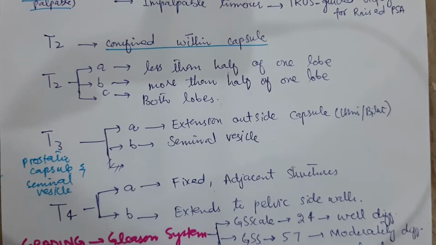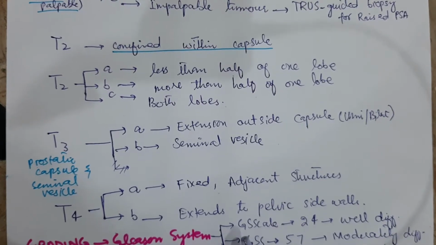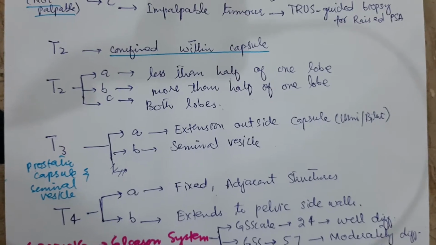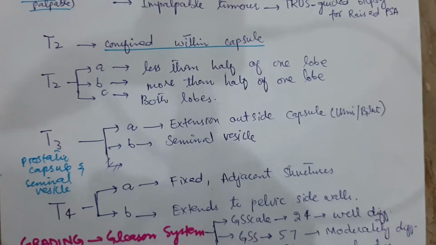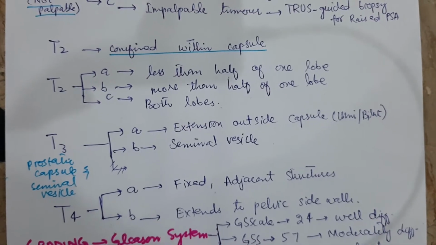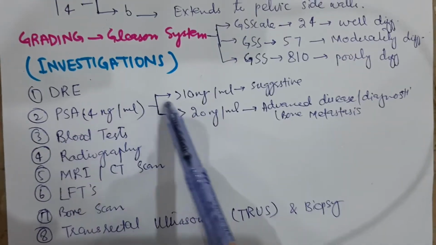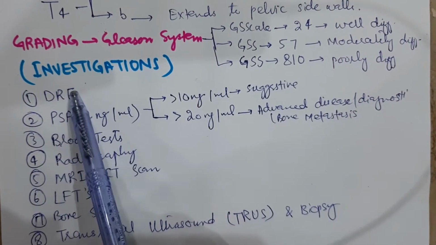It is to be noted that even in the metastatic disease, the patient can be asymptomatic, and the tumor is found on investigations. Investigations to be performed are, first of all, digital rectal examination.